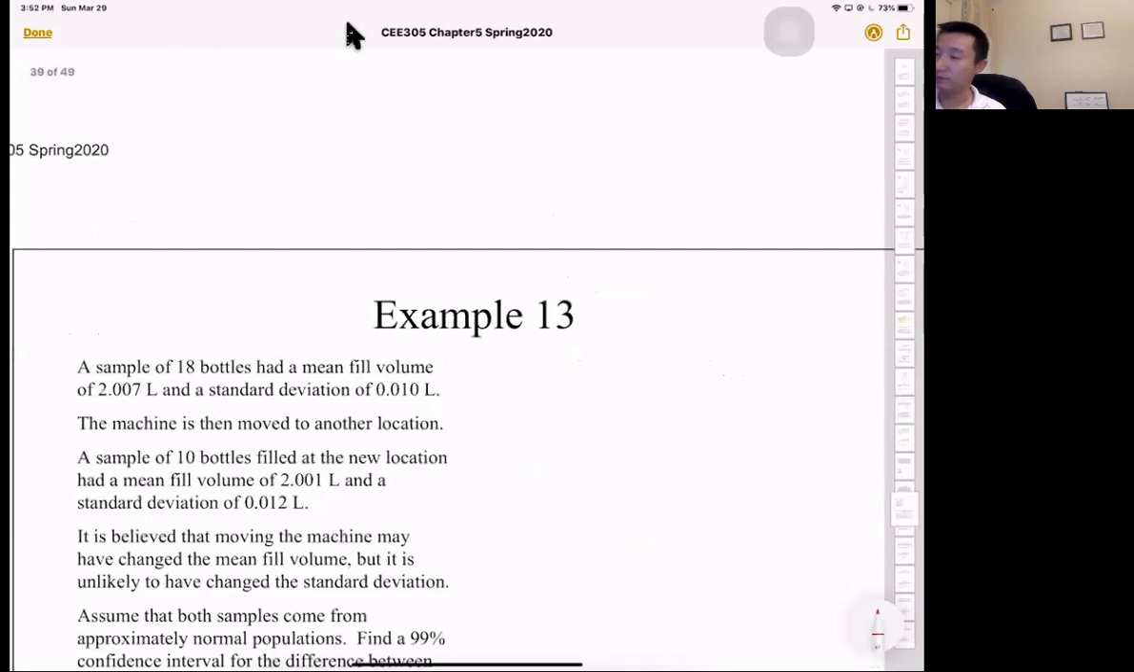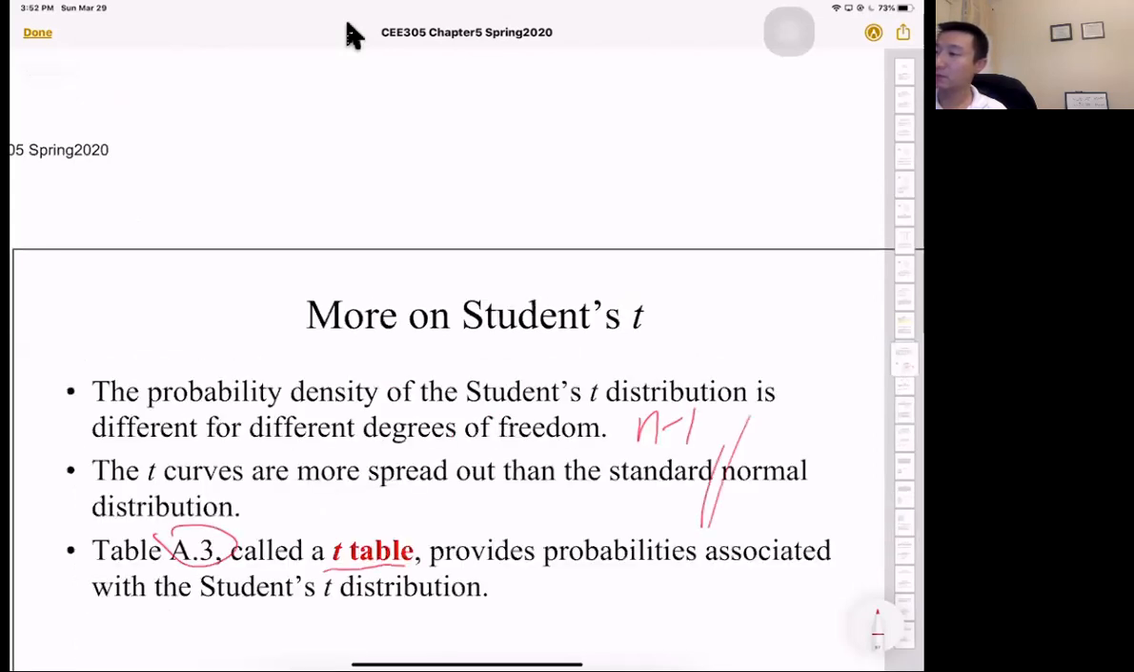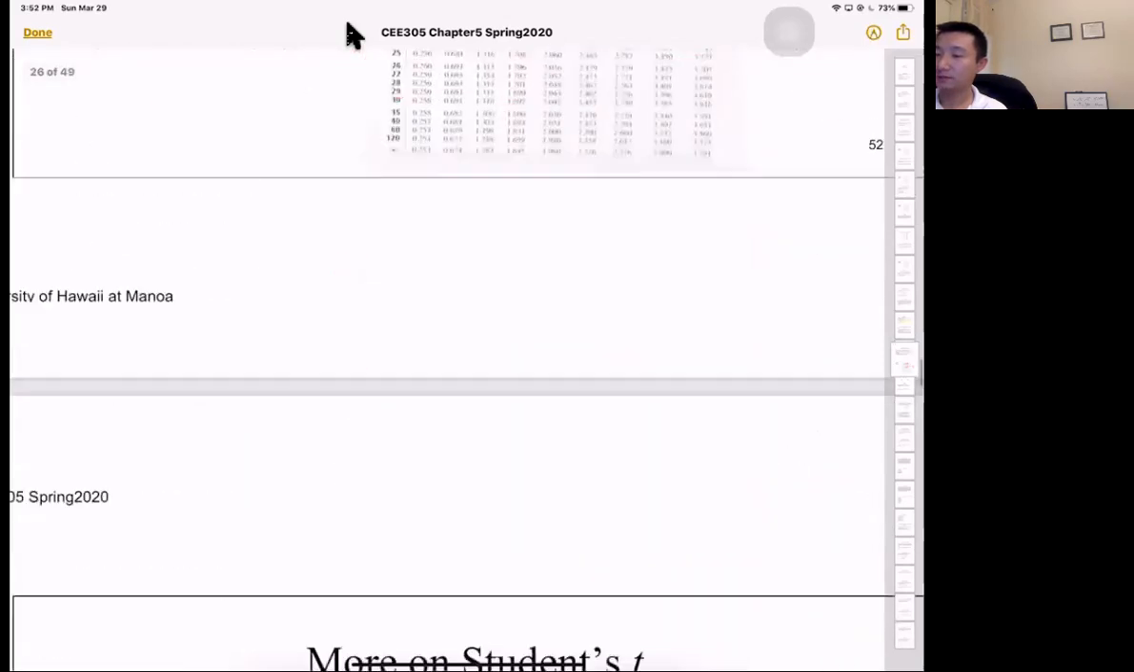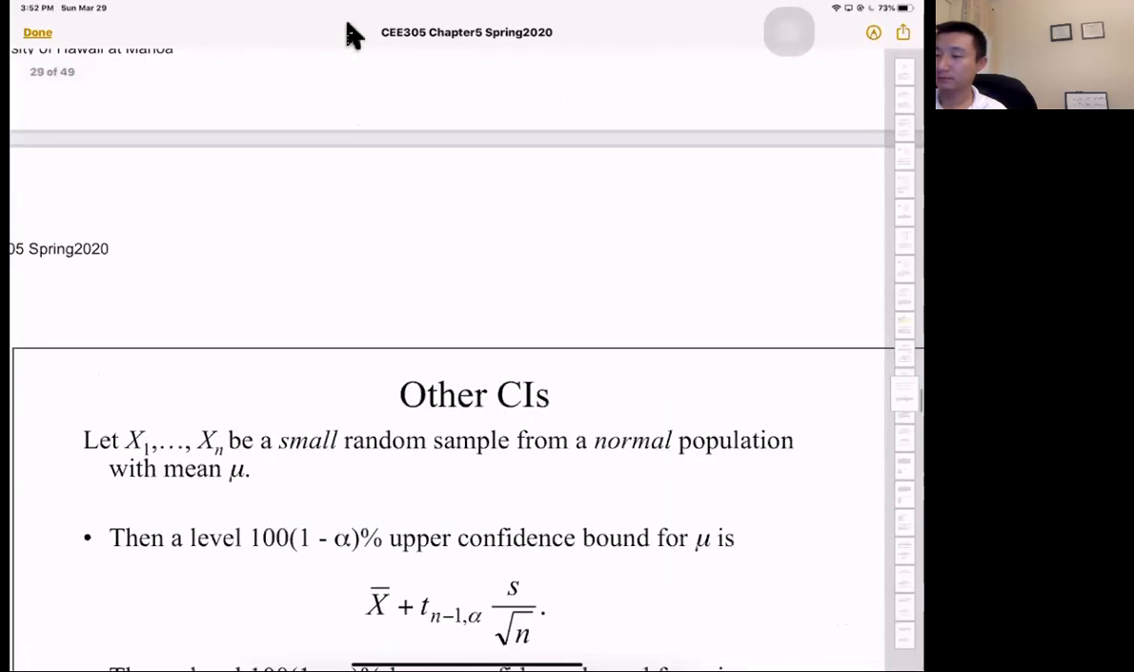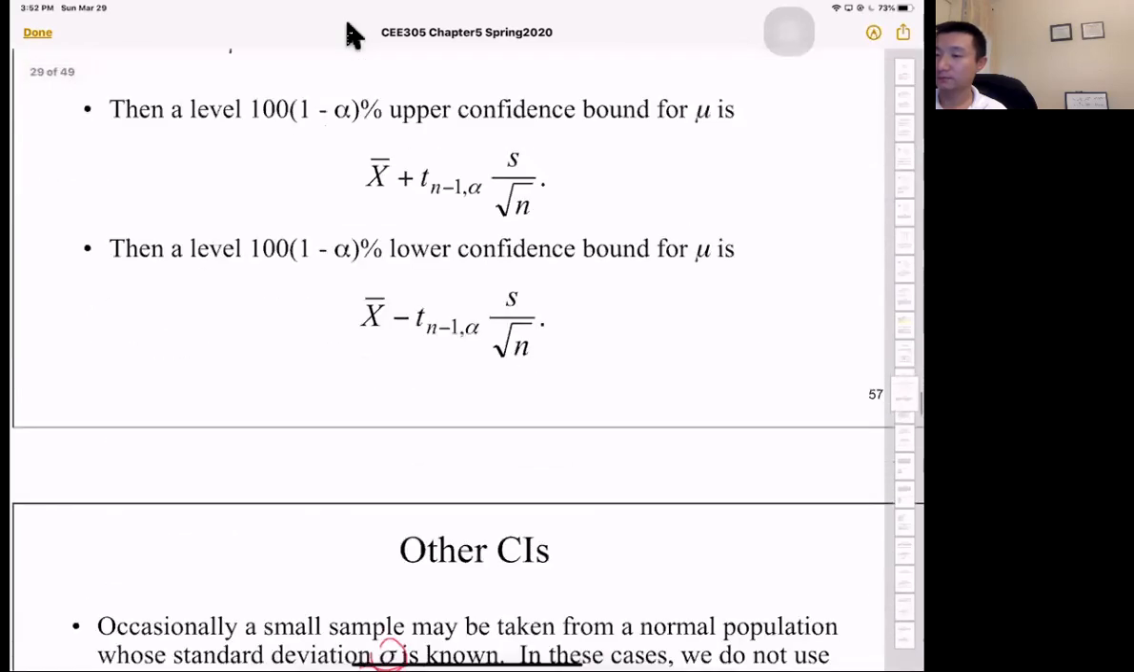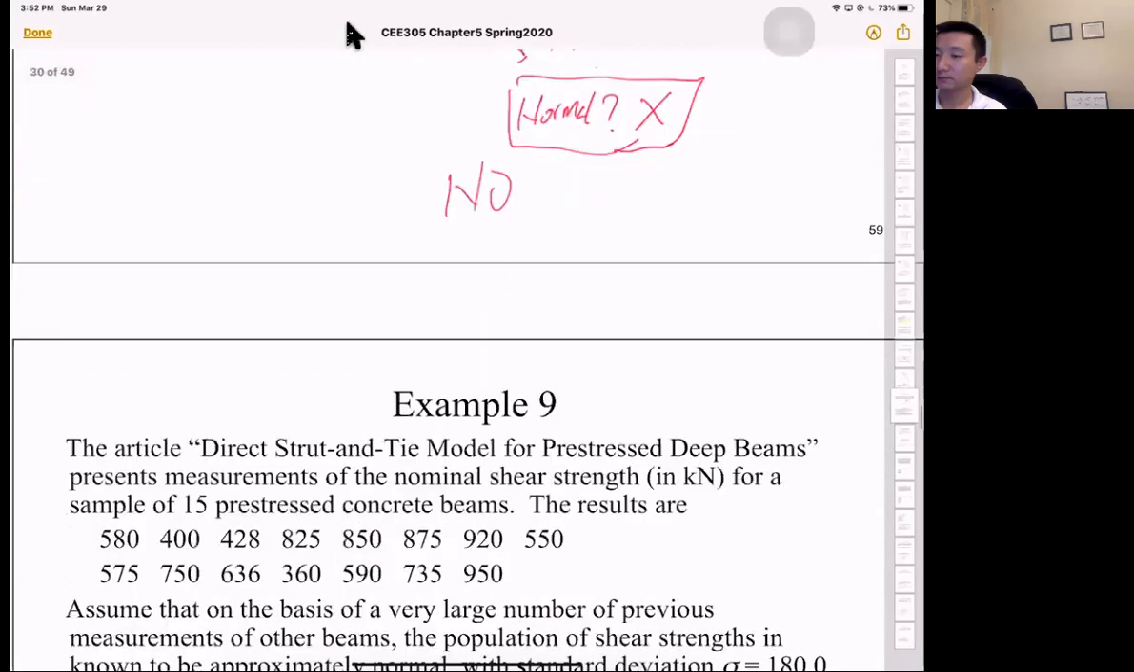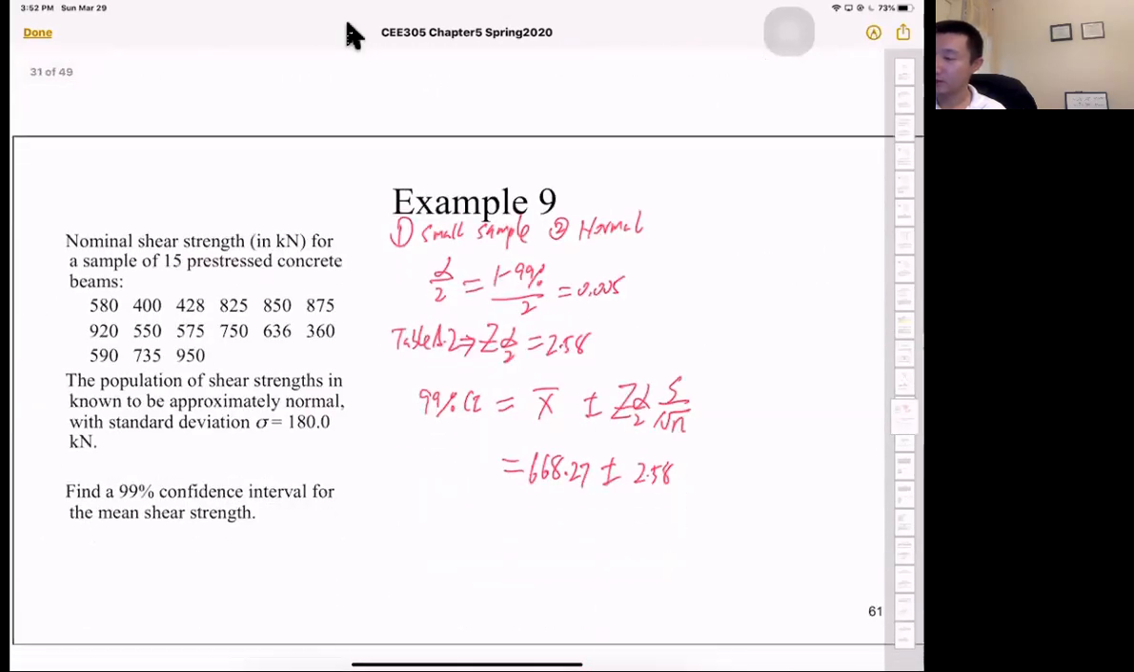Sample standard deviation, 180, divided by the square root of the sample size, 50. All right, so that is section 5.3.